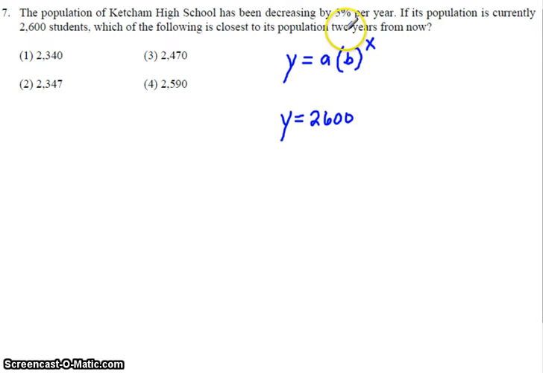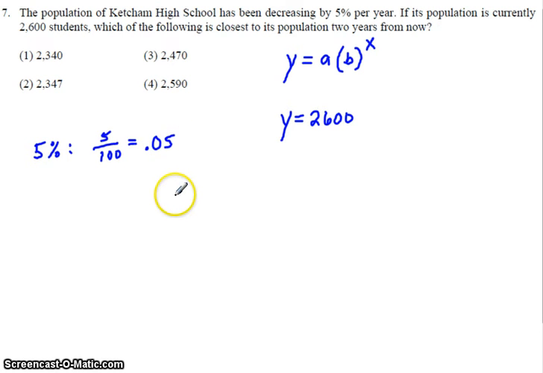And for the growth rate, it says it's decreasing by 5% per year. So here's how we deal with this. Well, 5%, the way we convert that, we always have to convert that to a decimal for the b. So we take 5 and divide it by 100, because percent means out of 100. So 5 divided by 100, you can put that in your calculator, or you can just move the decimal point 2 places to the left. Either way, you're going to get 0.05.